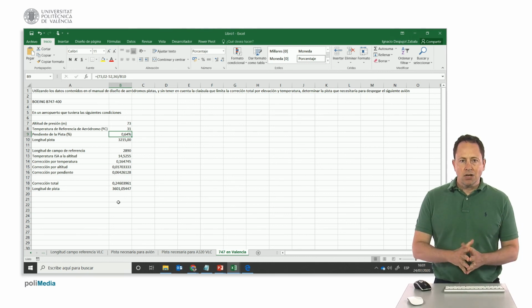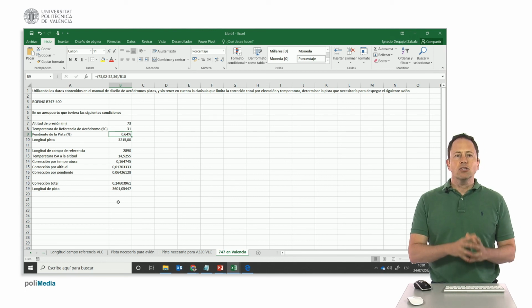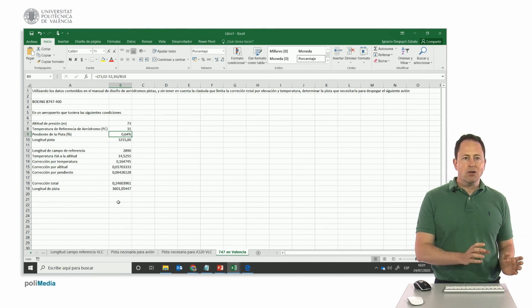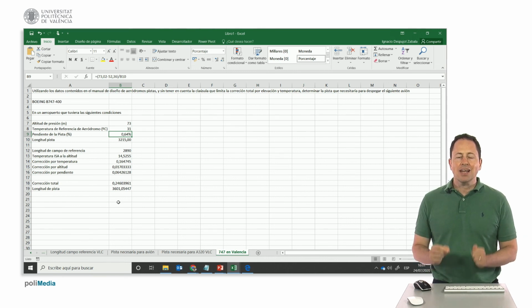Well, I will conclude this video in which we have seen the application of the corrections of runway length, taking the data on the airplane and obtaining the runway which is really needed to land in given conditions.